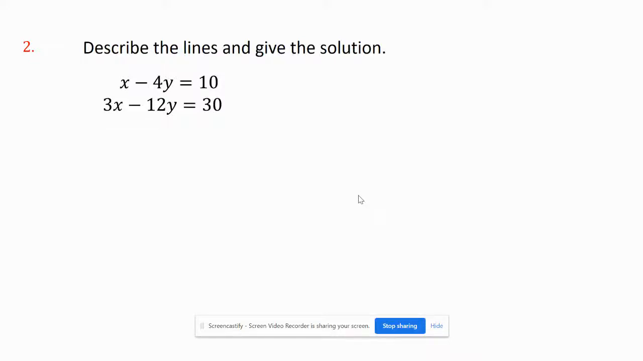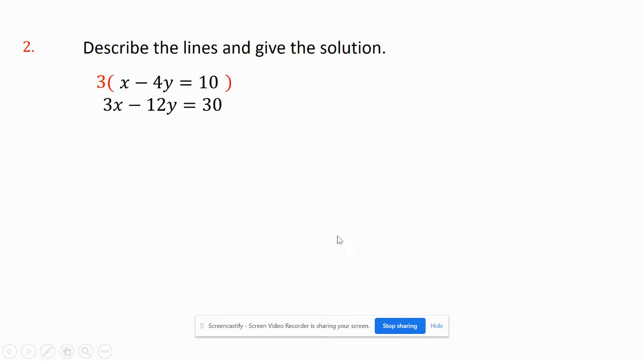Describe the lines and give the solution. If I have x minus 4y equals 10 and 3x minus 12y equals 30, I can graph them both on Desmos graphing and look at what the answers look like. But first off, I'm going to do this here.